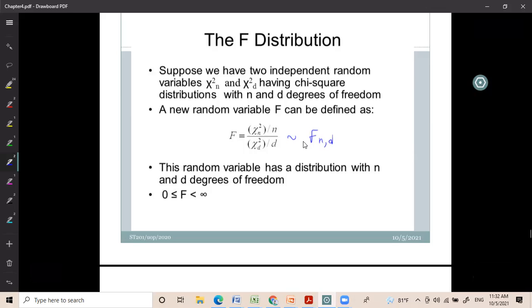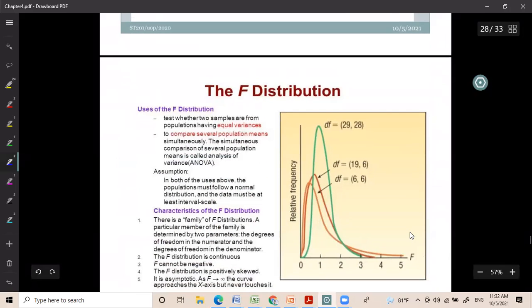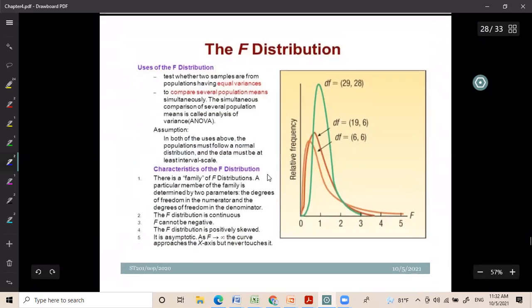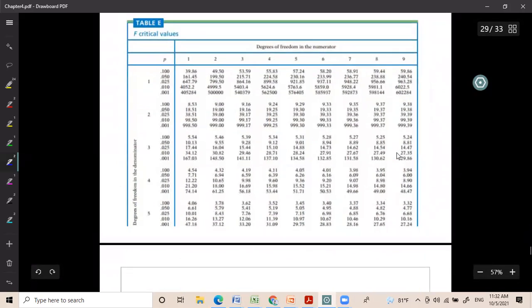So the F distribution has two degrees of freedom. They are called the numerator degrees of freedom and the denominator degrees of freedom. Sometimes you use m and n. Okay, m for numerator, n for the denominator, first and the second. The F distribution is also a skewed one, like the chi-square density. And you can see some properties of the F distribution. You can read these properties leisurely later. And here's the F table.